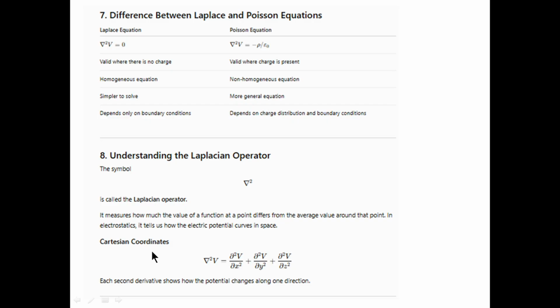In Cartesian coordinates, del square V is equal to del square V upon del x square plus del square V upon del y square plus del square V upon del z square. Each second derivative shows how the potential changes along one direction.